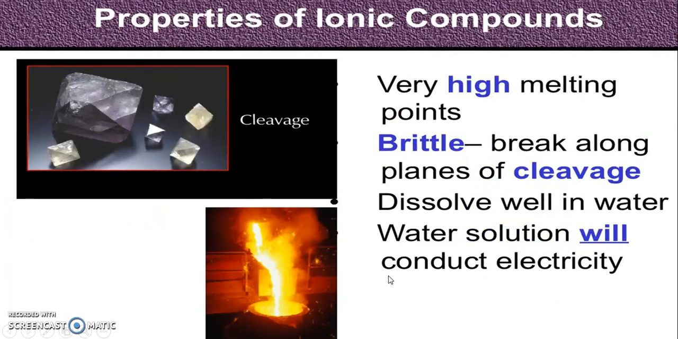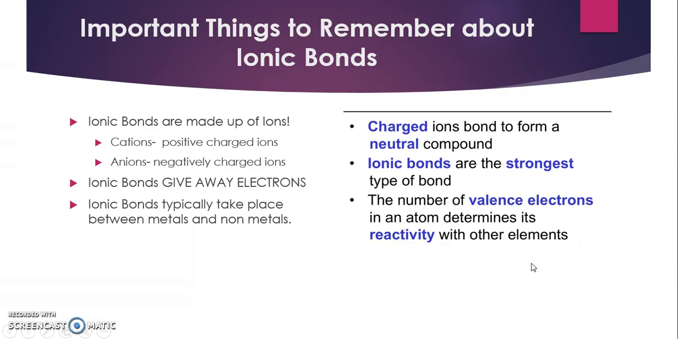So ionic compounds. Ionic compounds have very high melting points. They're often brittle and can break along what we call a plane of cleavage. They dissolve well in water, and the water solution will often conduct electricity. Ionic bonds are made up of ions, cations, and anions. Ionic bonds will give away their electrons, and typically these type of bonds take place between metals and nonmetals. Charged ions bond to form a neutral compound.